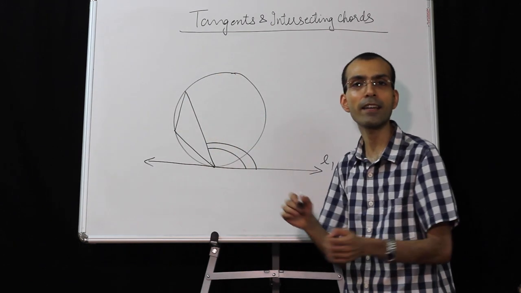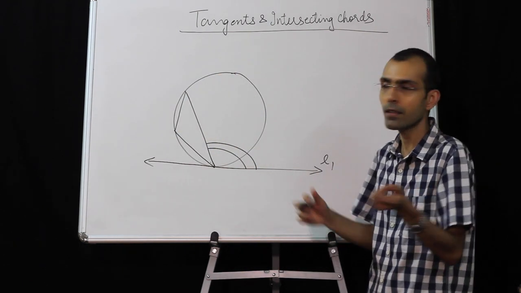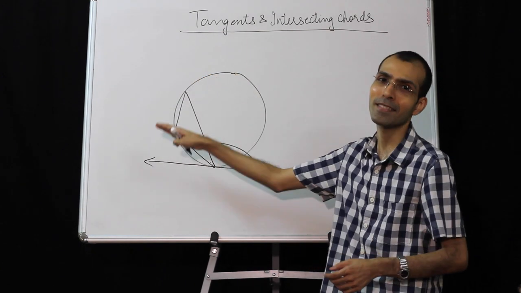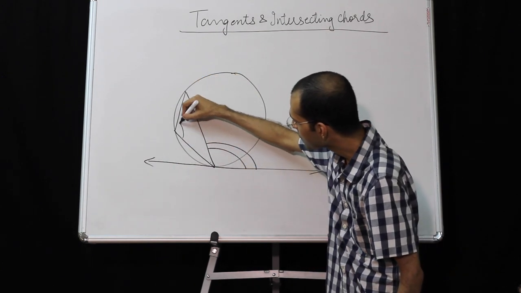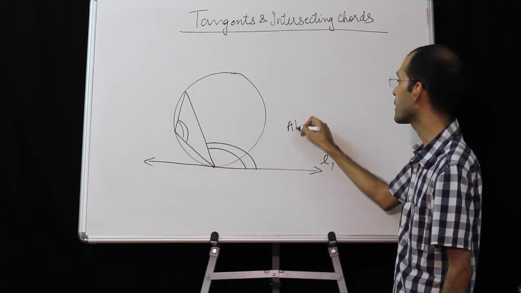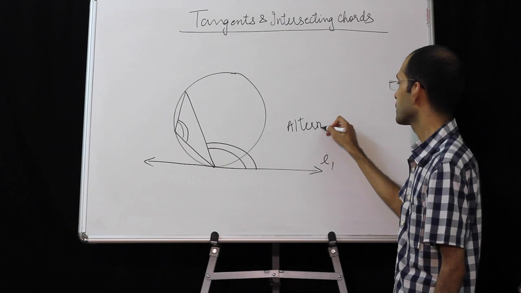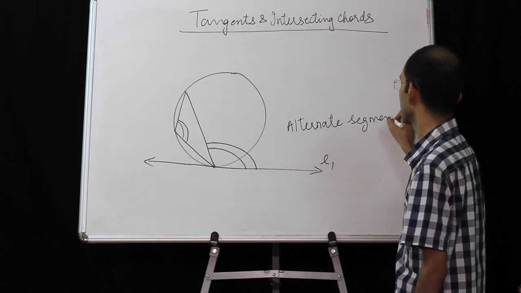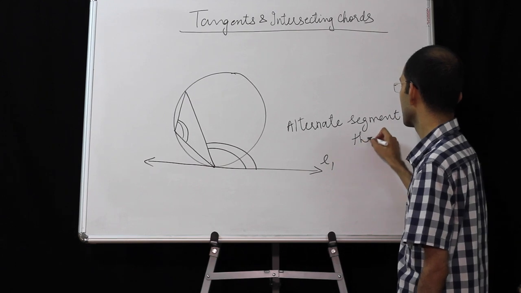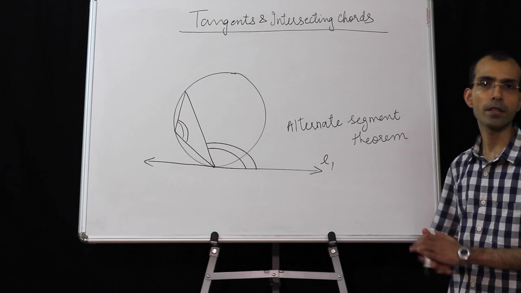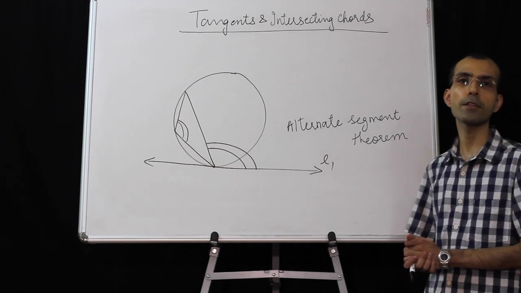But where should the angle be formed? How does a chord form an angle? With the help of two endpoints. But that angle should come at the circumference. Alternate segment theorem. So this completes our third concept, and now we will start with the numericals.